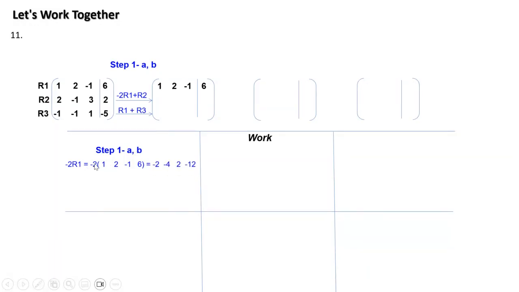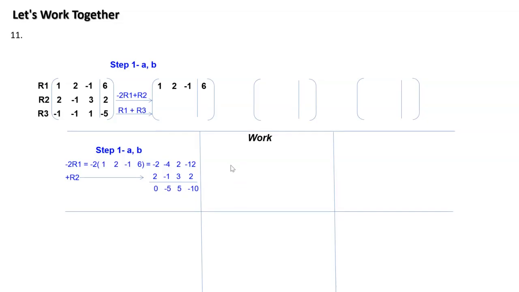Right, so if we multiply negative 2 times row 1 will give us negative 2 times 1 will give us negative 2. Negative 2 times positive 2 will give us negative 4. And negative 2 times negative 1 will give us a 2. Negative 2 times 6 will give us a negative 12. We're going to add it to row 2. So we're just bringing row 2 over. After we add them, it's going to give us 0, negative 5, 5, and negative 5.